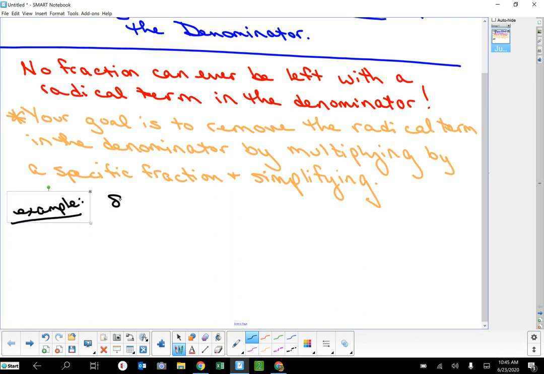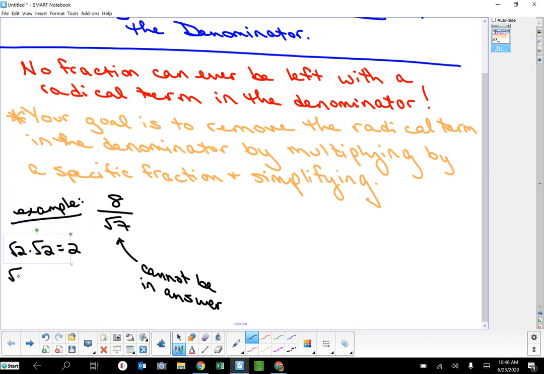So if we have the problem 8 over radical 7, we know that this can't be here in the answer, right? You also know that if you multiply a radical by itself, you get a whole number, right? So radical 2 times radical 2 is just plain 2. Radical 114 times radical 114 is just 114. Radical 702 times radical 702 is just 702, right? It doesn't matter what they are as long as there's 2 of them.